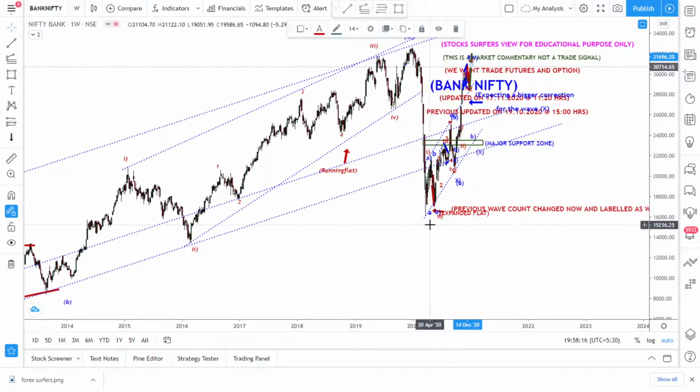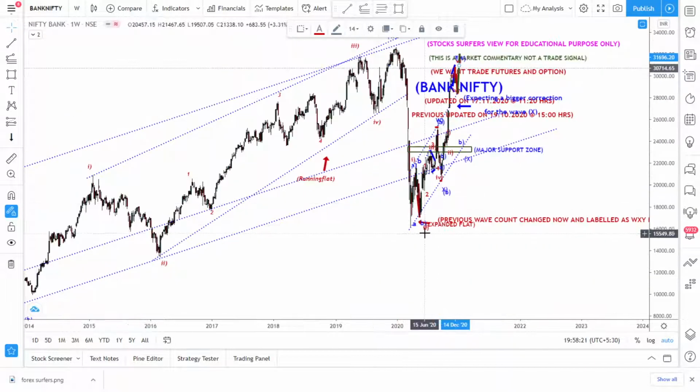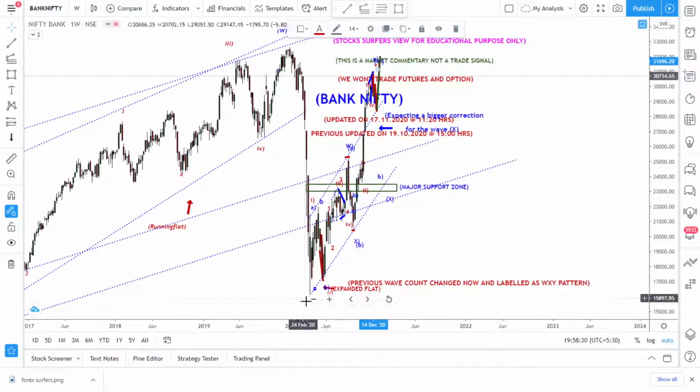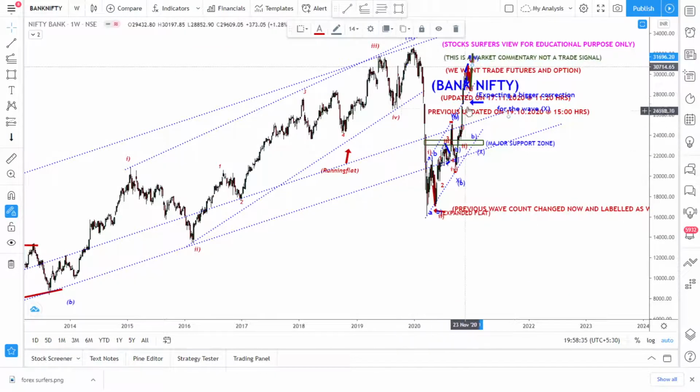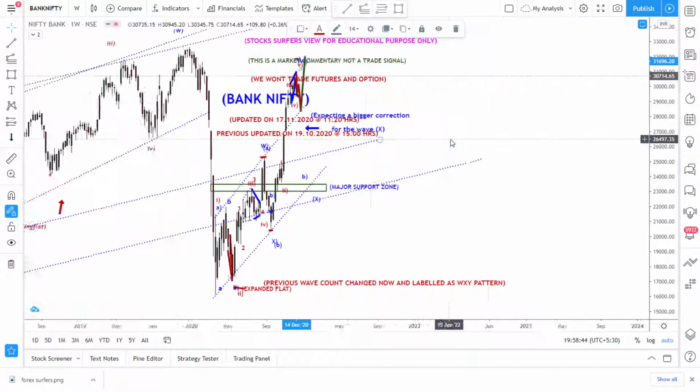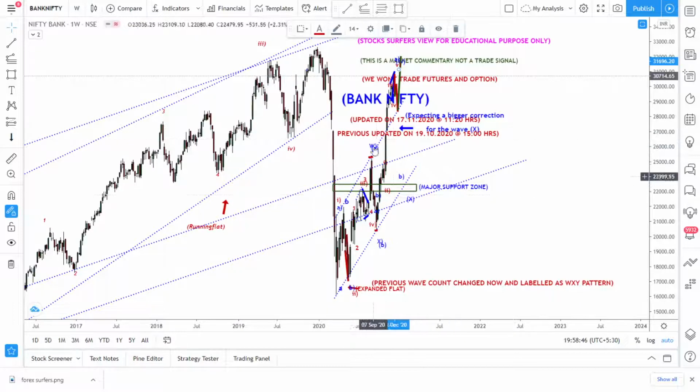So whether this is the end of the X, or it could be a complex correction, means again it has to break this previous low of 16,000, the Corona drop. So in that case, we have to make it as a W, and we are in the connecting wave of X. So that could be an irregular flat, means it can go above this high and then it may drop. Like the Nifty I was talking about, that irregular flat may happen. Otherwise, if it doesn't break this high, there is a lot of chance to break this 16,000 again.